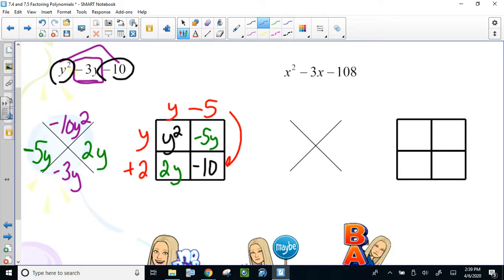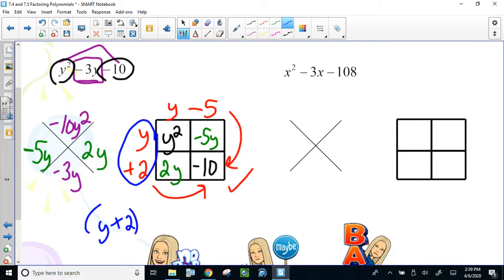And just to double check then, do these multiply to make negative 10? Sure enough, they do. Check. And so then that's our answers. So we have, and you can do this in either order, I could do the y plus 2 first. It doesn't matter. And then the y minus 5 second.